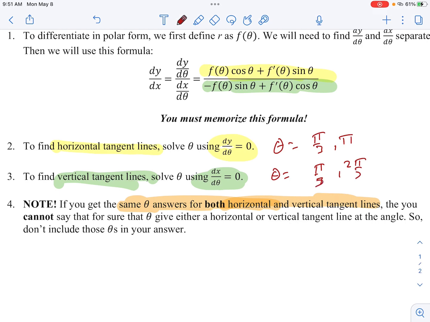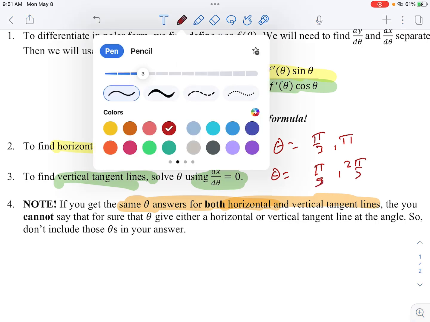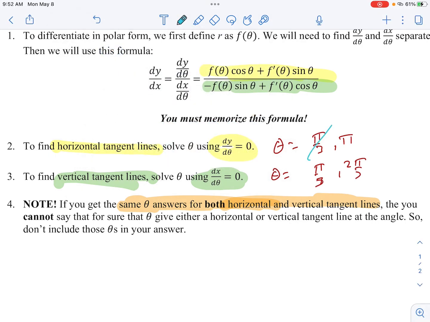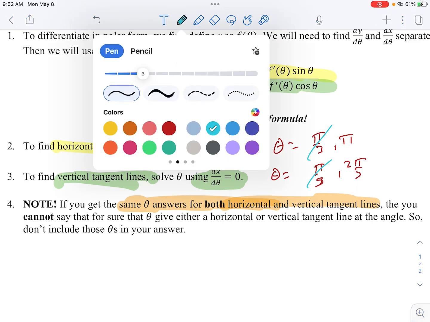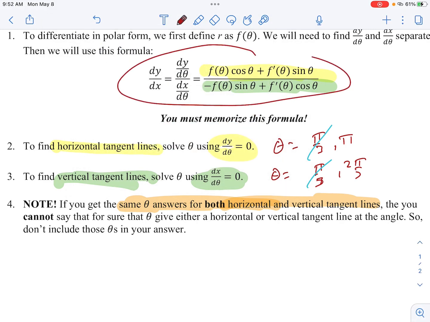well, if you ever get the same one, then that actually is not an answer. We just cannot say exactly what's happening there. We do not include those thetas. So if you're ever asked to find horizontal or vertical tangent lines, you actually have to find both, even if you're only asked for one or the other, because you cannot have an answer that is in both. You disregard that answer. Okay, so let's actually practice one of these derivatives.